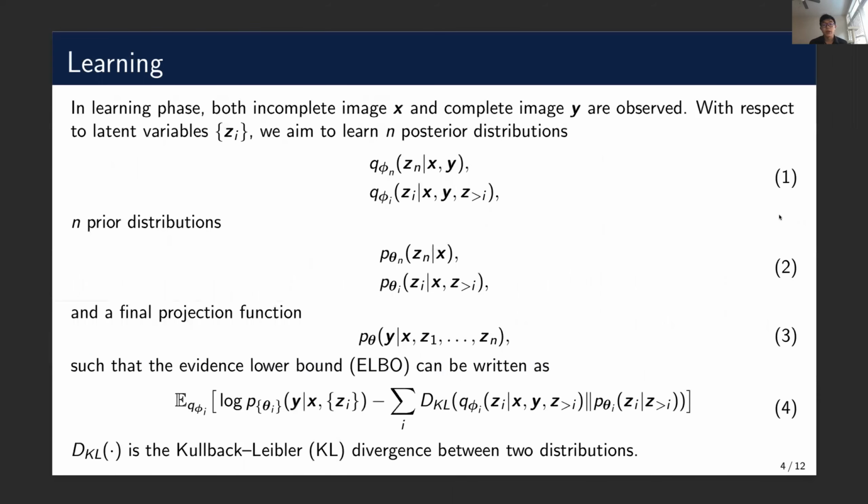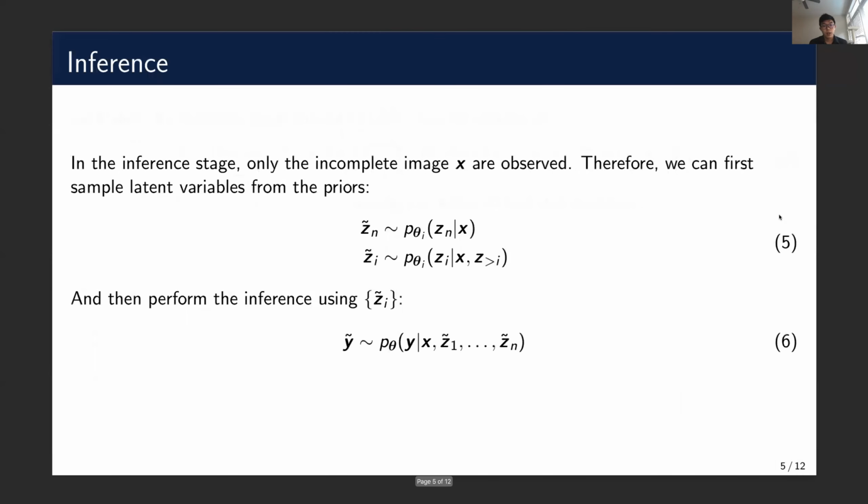During learning, we learn the priors and the posteriors by maximizing the ELBO. During inference, the masked image X is observed, so we make the prediction only using the priors.